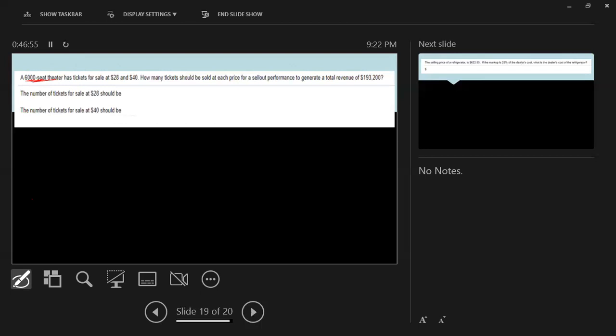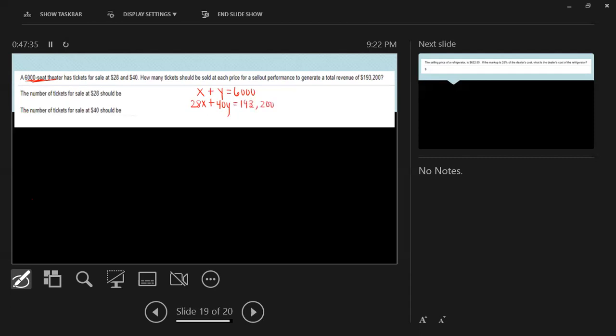So we will have some seats at $28, but we don't know how many. So I'm going to say X. I'm going to have some seats at $40, but I don't know how many. I'm going to say Y, but I know I have a total of 6,000 seats in the theater. Now, I know that some of the seats will be $28, so I'm going to put the 28 with my X. So that'll be 28X. Plus I have some seats that will cost $40 or tickets. So that'll be 40Y. And I know that the total revenue is $193,200.